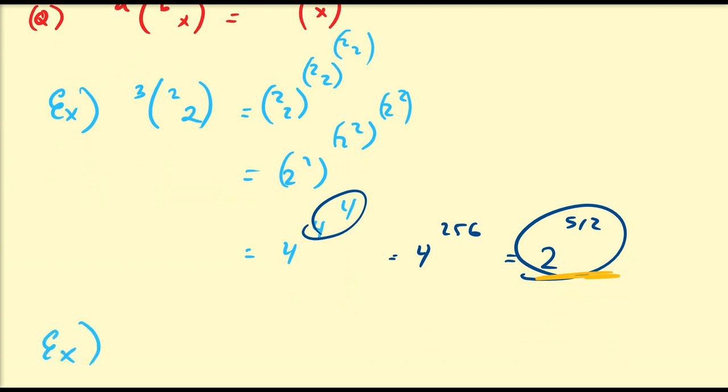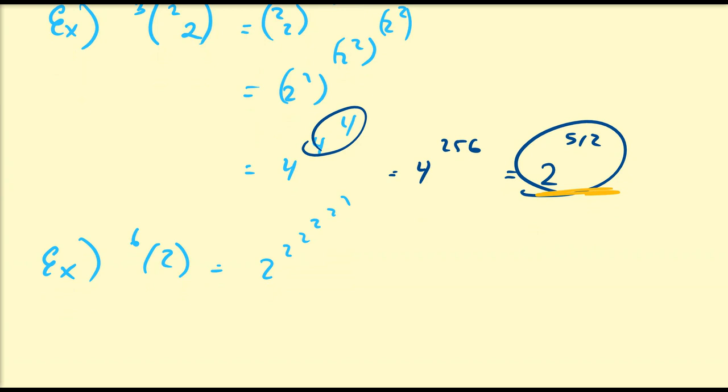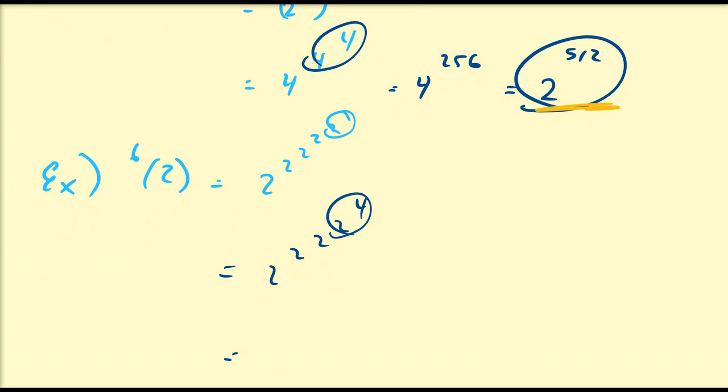Alright, so let's look at the 6th tetration of 2. So this is going to be equal to 2^2^2^2^2^2, so 6 levels of 2. Right? So let's start with the top and work our way down. So this is the same as 2^2^2^(2^4), and 2 to the power of 4 we can find, that's going to be 16. So we have 2^2^2^16.